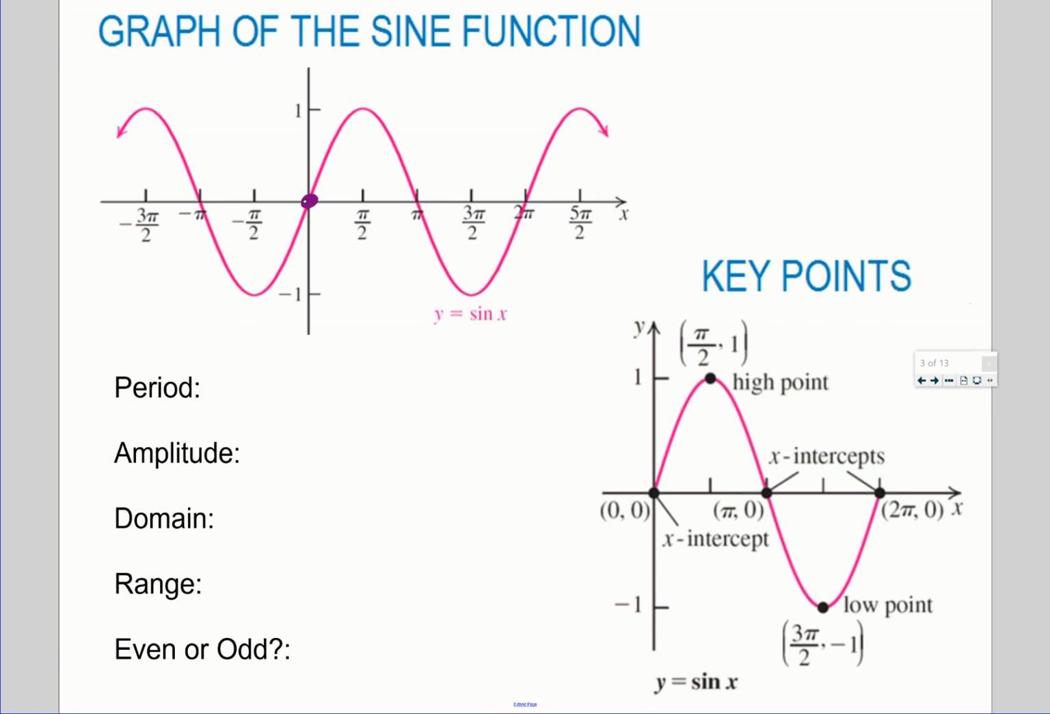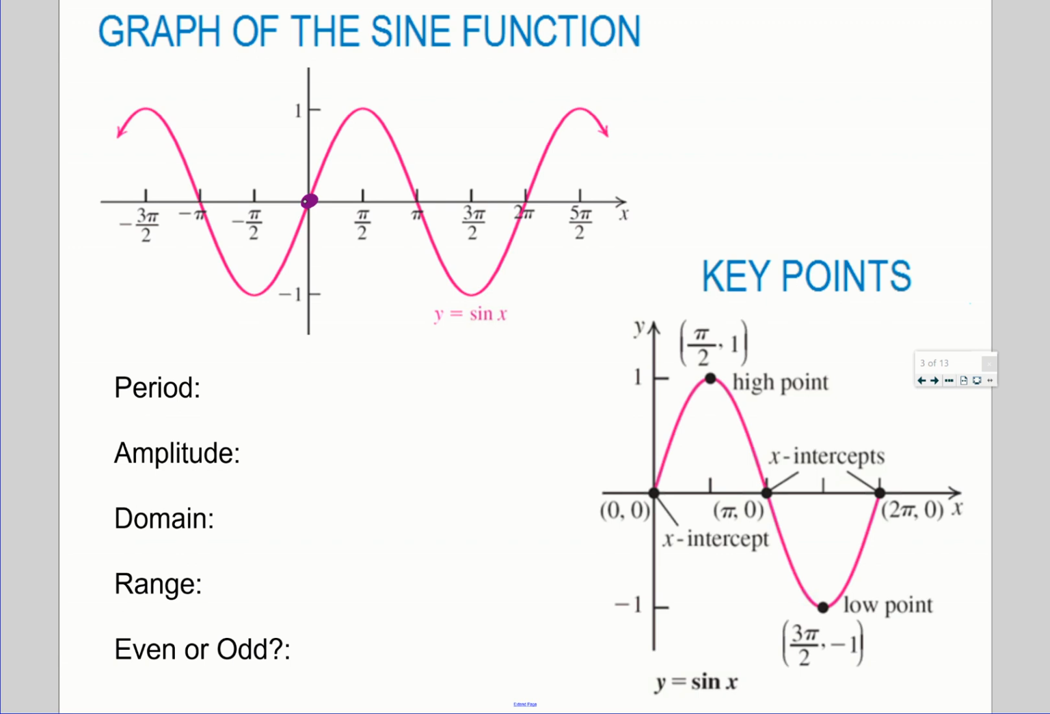If it's the sine function, it's going to go through the origin. If it's the cosine function, it's actually going to have a y-intercept at 1. So we'll see that in a minute. Okay, so we're going to start by naming period, amplitude, domain, range, whether it's even or odd. All things from last semester. Well, domain, range, even, odd, last semester.